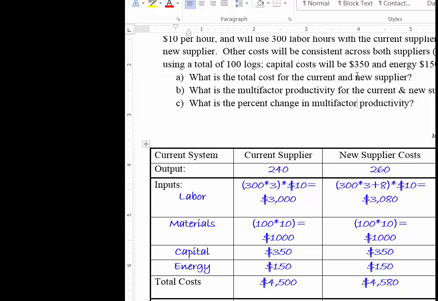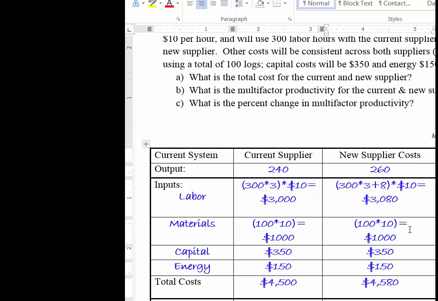I tell you up here that it's $350 in capital. Put that down, and then energy is $150. We're going to sum down. We're going to add 3,000, 1,000, 350, 150. We're going to get 4,500. That's where that comes from. And then over here, we did the same exact thing. 3,080 plus 1,000, etc. gets us this 4,580.